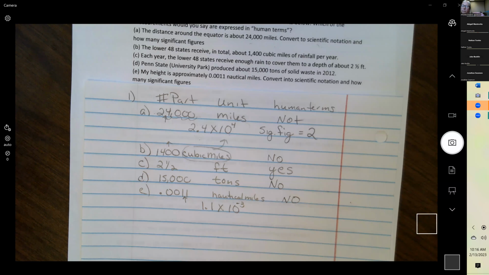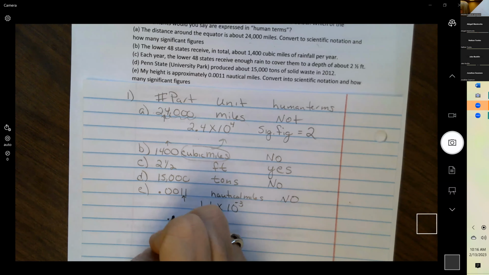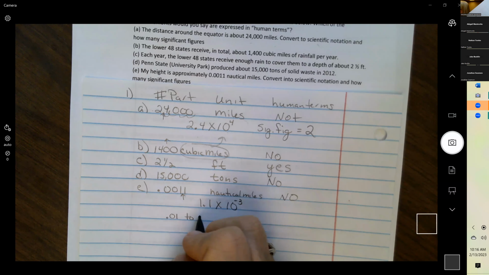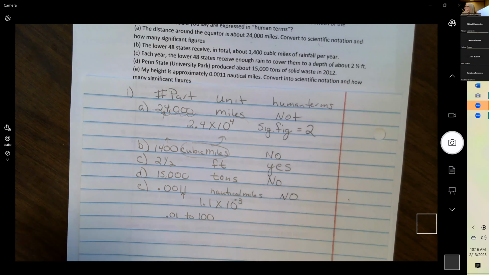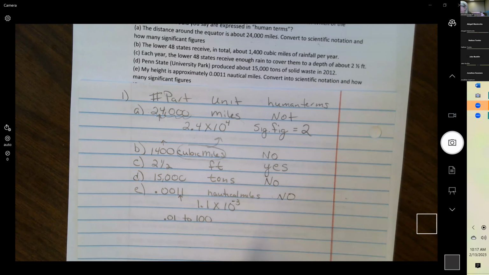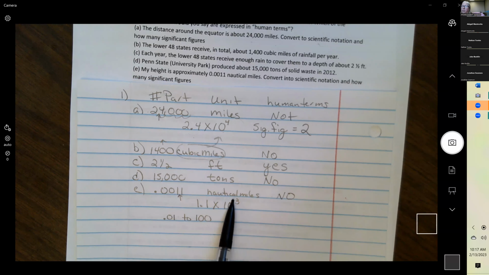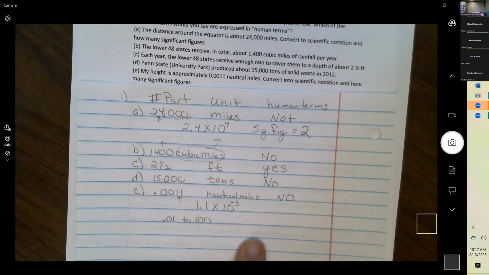For human terms, it has to be between 0.01 and 100. Now there are cases where you could say, like if it said there was 120 feet, you could say that's human terms. I mean, if it goes a little bigger or a little smaller, you could, but to try and visualize this number with nautical miles, it's hard to visualize actually if it is really small, because nautical miles, a mile is long.